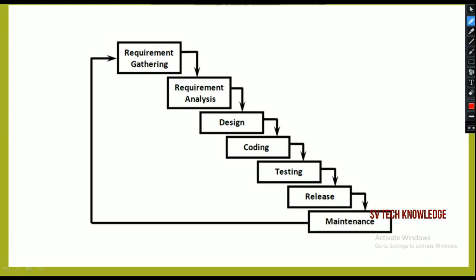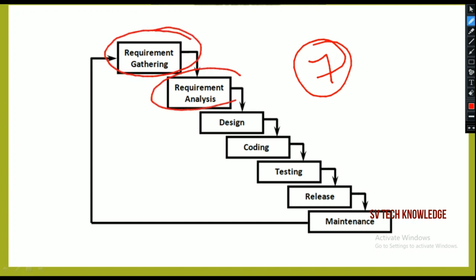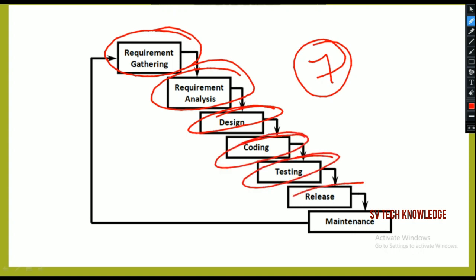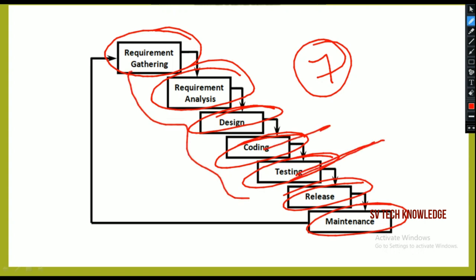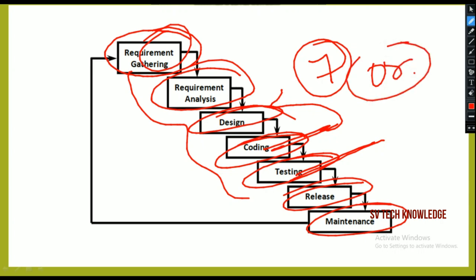In that we have mainly 7 phases, and each phase has to be completed before starting the next phase. The first phase is requirement gathering, next is requirement analysis, then design, coding, testing, release and maintenance. Here there is no overlapping. Suppose you are in the coding phase, you cannot go back; you have to restart again if you want. So there is no overlapping. This is the main disadvantage of the waterfall model.